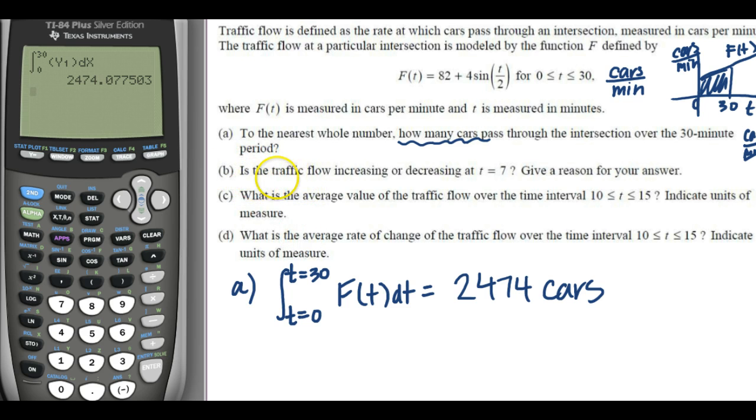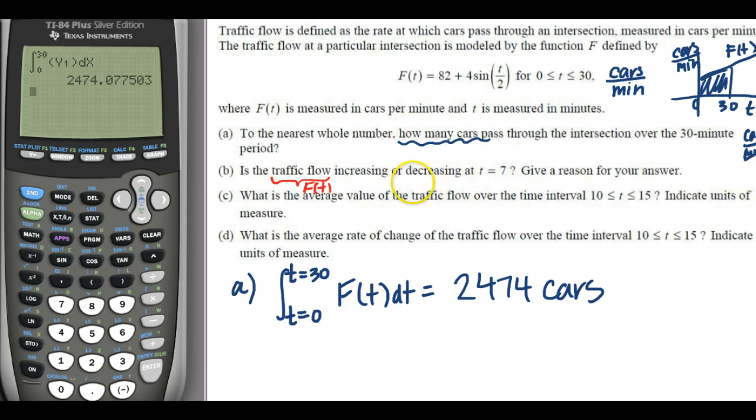Part B is asking, is the traffic flow increasing or decreasing at time t equals 7? Give a reason for your answer. So here is the traffic flow. Well, traffic flow had a name or a function. The function is called f of t. Here they've written it out in words: is the traffic flow increasing or decreasing? But traffic flow can be thought of as f of t. So this problem is asking us, is f of t increasing or decreasing at time t equals 7?